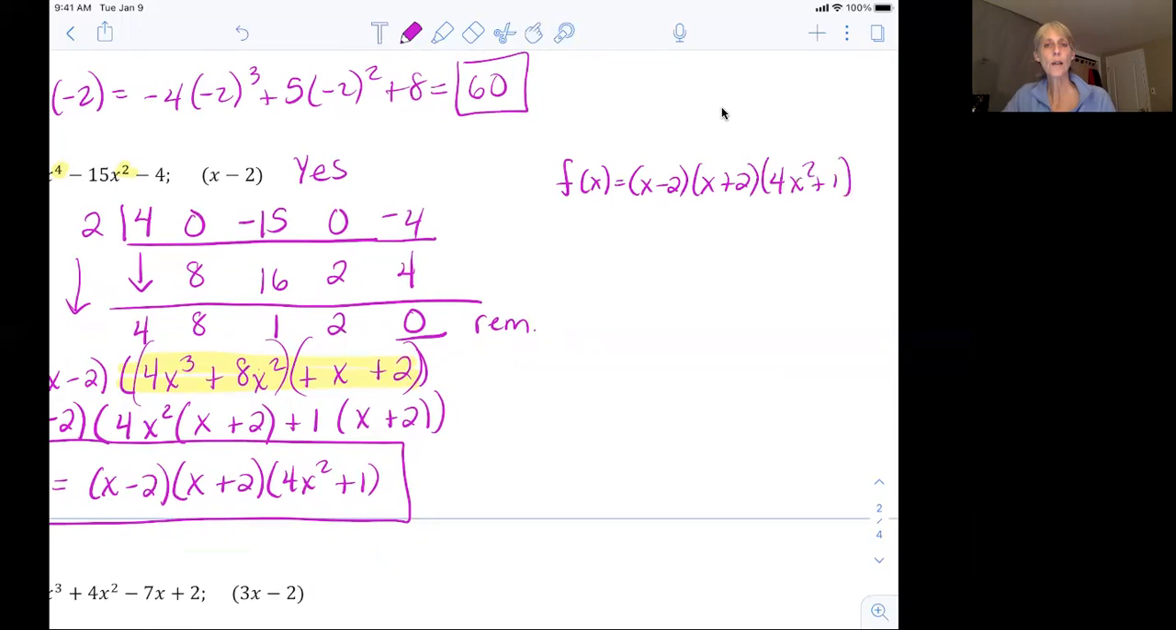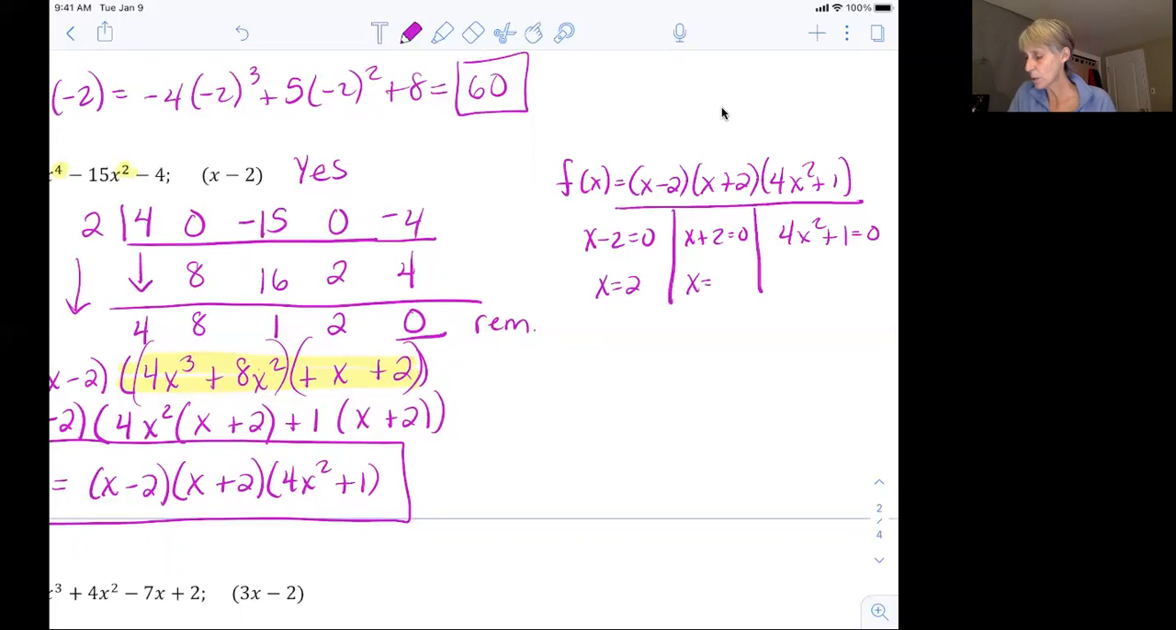And what I want to do now is focus on identifying the zeros. So the zeros of this function are going to be setting each factor to 0. X equals 2. We already knew about that one. X equals negative 2. And now when I solve this, I get x squared equals negative 1 over 4. When you go to take the square root of this, x equals plus or minus the square root of negative 1 over 4.